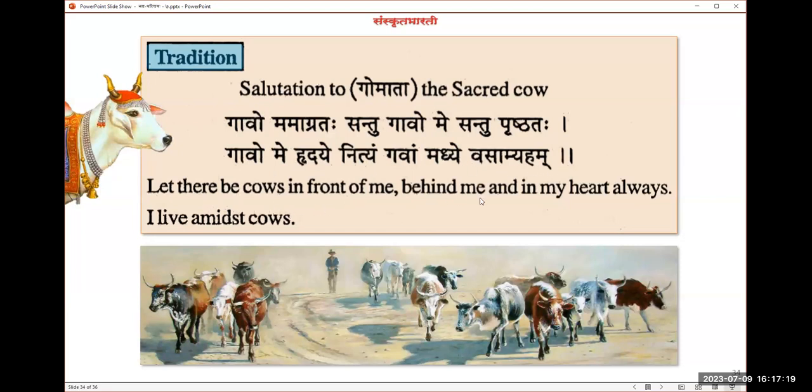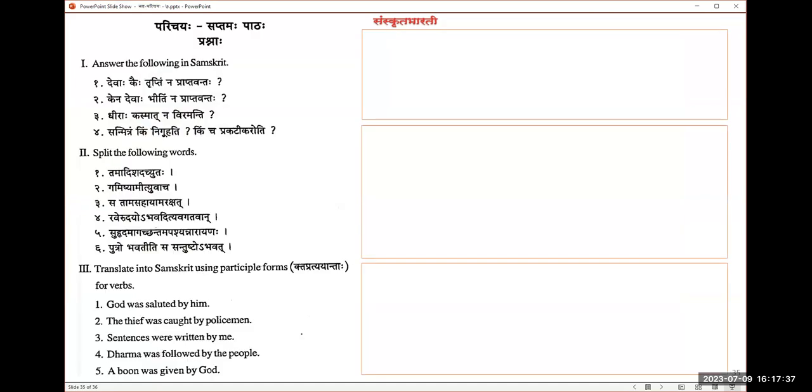Let there be cows in front of me. If you just use the literal meaning, it sounds not so much. It is still great for us because we know how much we respect this. But there are other meanings of go, and if you take those, I think it will give an even better sense to the whole thing. So nice one. Then we have the Prashnaha.